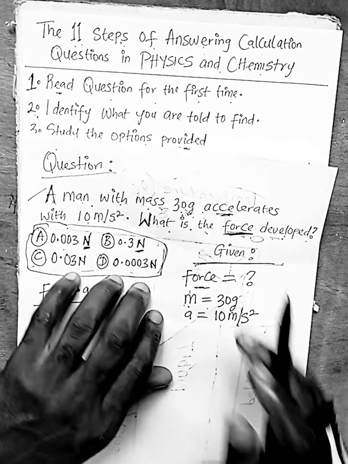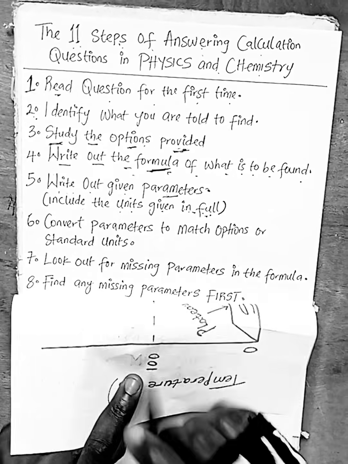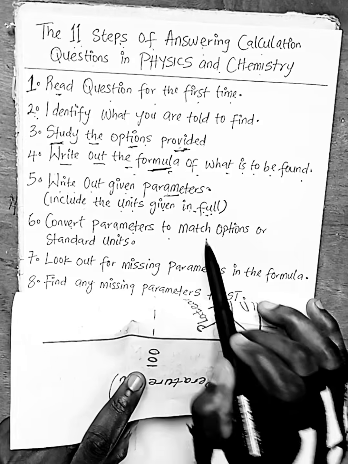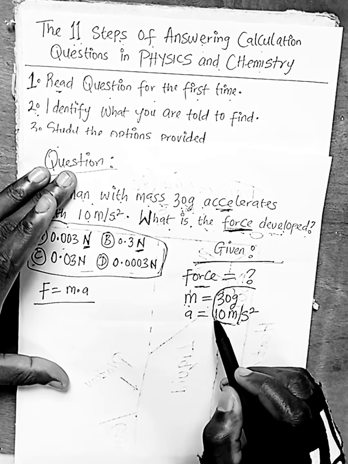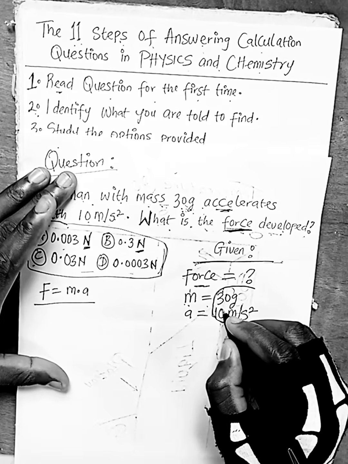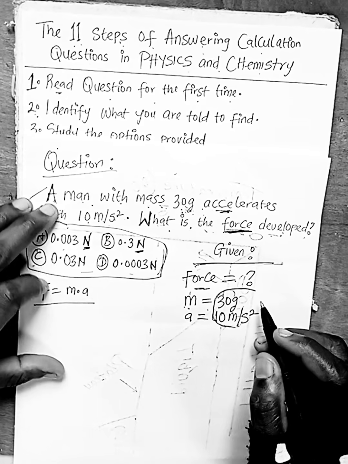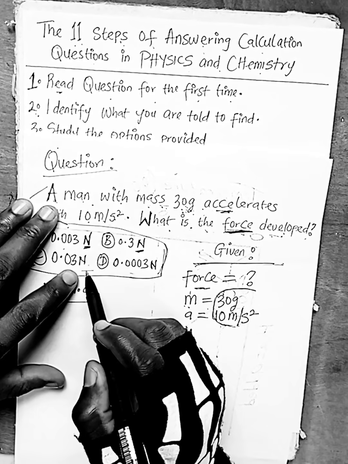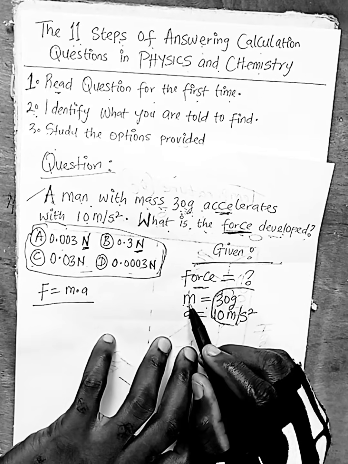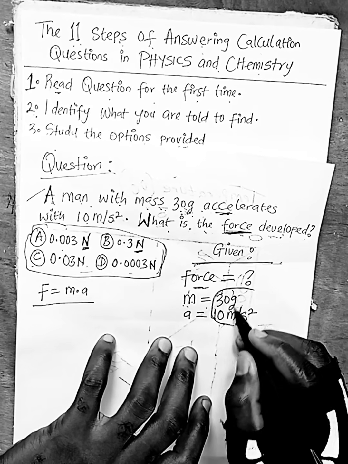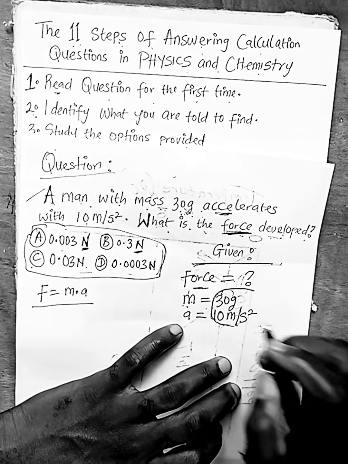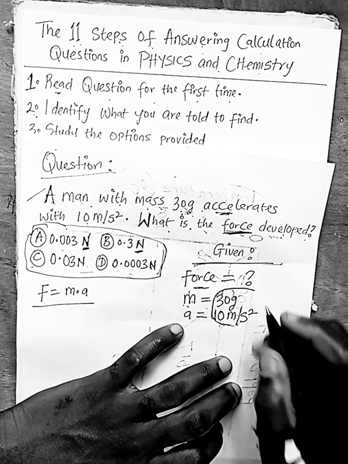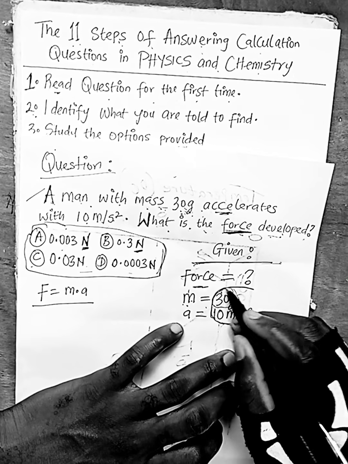So we are now going to do what? We move to the next step, which is what? The next step is convert parameters to match options or standard units. You are either converting the units in the parameters to match standard units or to match the units that appear in the options. For example, mass, which is M, is gram the standard unit of mass? Gram is not the standard unit of mass. The SI unit of mass is kilogram. That is the most widely acceptable unit of mass. So we have to convert this 30 gram to kilogram.